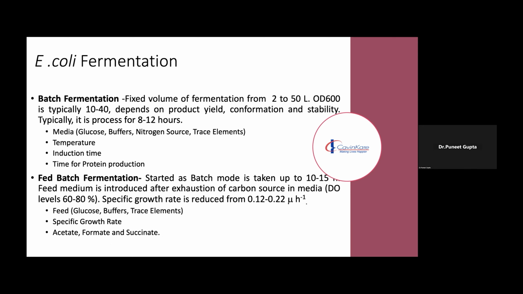This is indicated by an increase in the dissolved oxygen level, as consumption is reduced and your DO goes up very high. And then you set specific growth rates, typically ranging from a doubling time of 0.5 to 0.12, 0.22 mu per hour. And here again, you need some optimization using glucose, buffer, and trace elements. And then the things you need to make sure of are the constraints for the process, which are acetate, formate, and succinate.